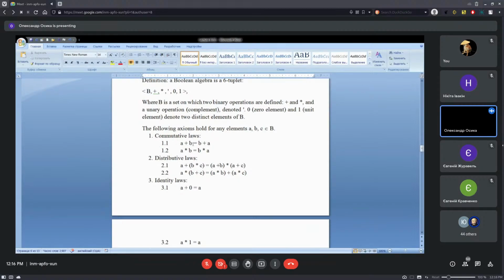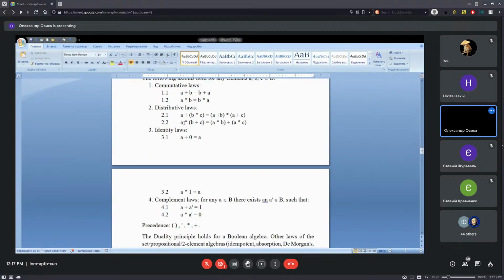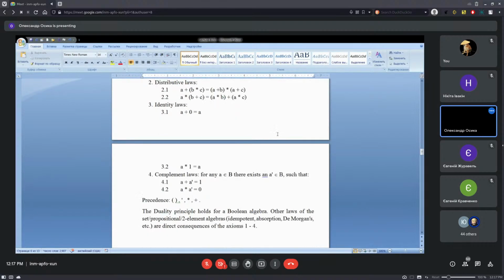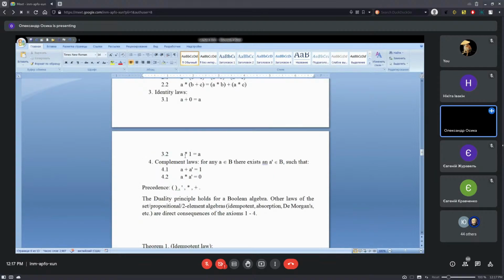Commutative laws: A plus B equals B plus A; A multiplied by B equals B multiplied by A. Second, distributive laws: A plus B multiplied by C equals A plus B multiplied by A plus C. And A multiplied by B plus C equals A by B plus A by C. Identity laws: A plus 0 is A, A multiplied by 1 is A.